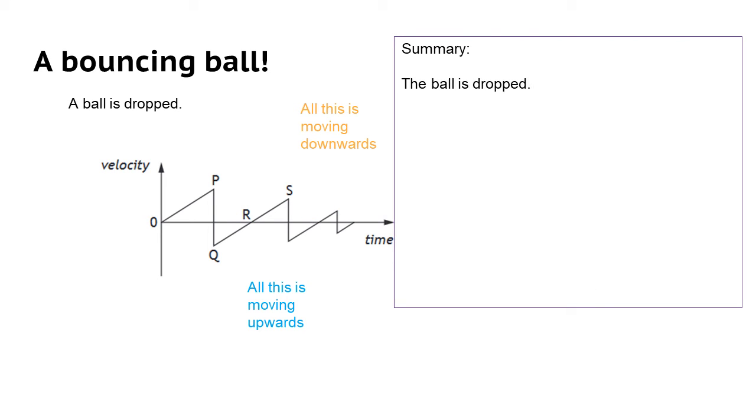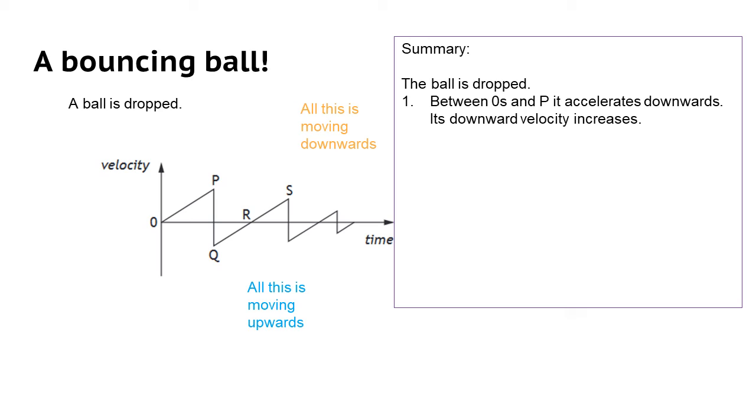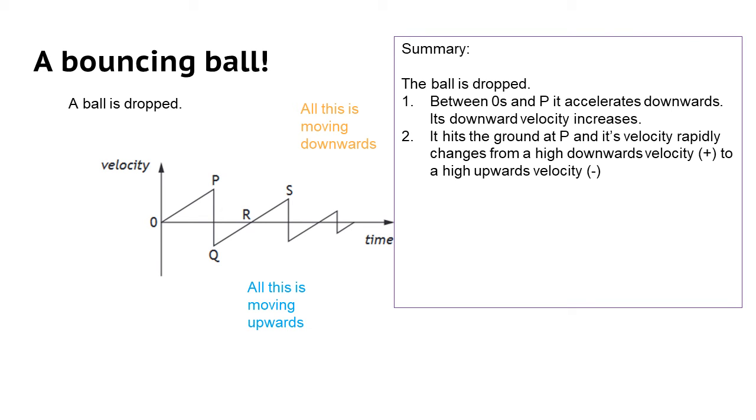Okay, in summary, the ball's dropped between 0 seconds and P. It accelerates downwards. Its downward velocity increases. Secondly, it hits the ground at point P, and its velocity rapidly changes from a high downwards velocity at P to a high upwards velocity at Q.